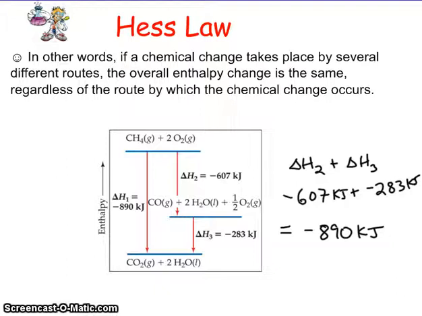Hess's law states that the enthalpy or heat change accompanying a chemical reaction is independent of the pathway between the initial and final states. So here's another example. Direct conversion. This reaction, negative 890 kilojoules, 2 steps, overall change in enthalpy is the same.